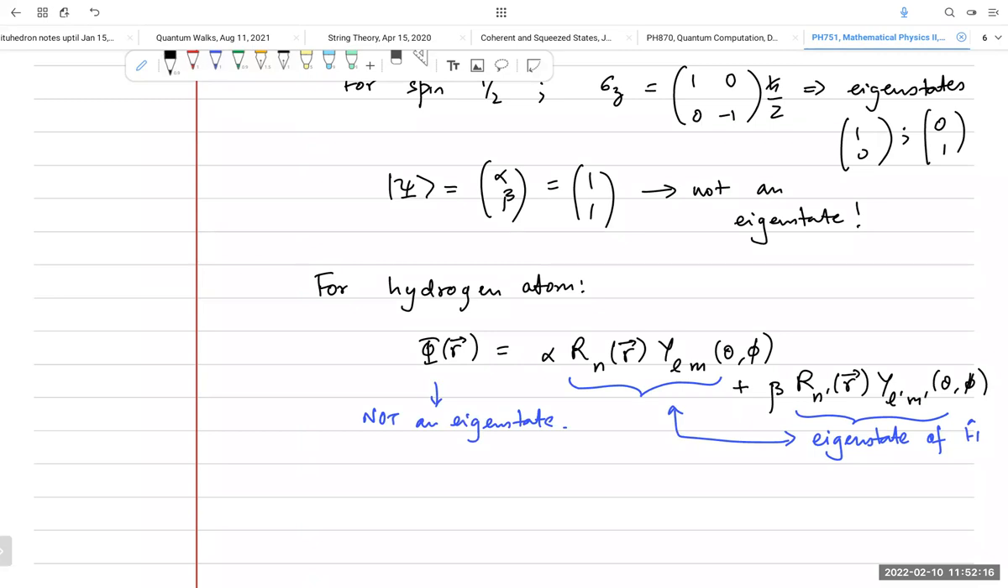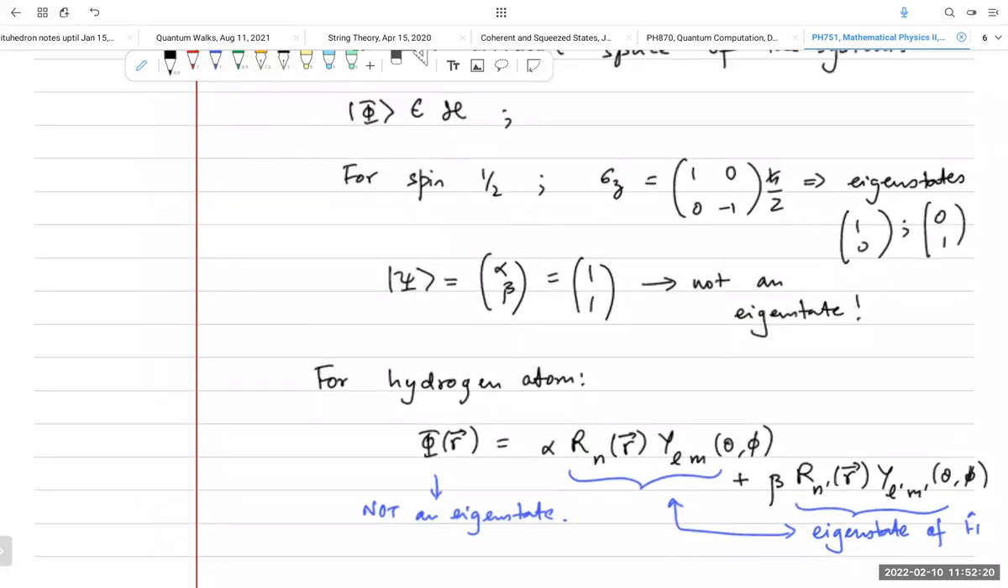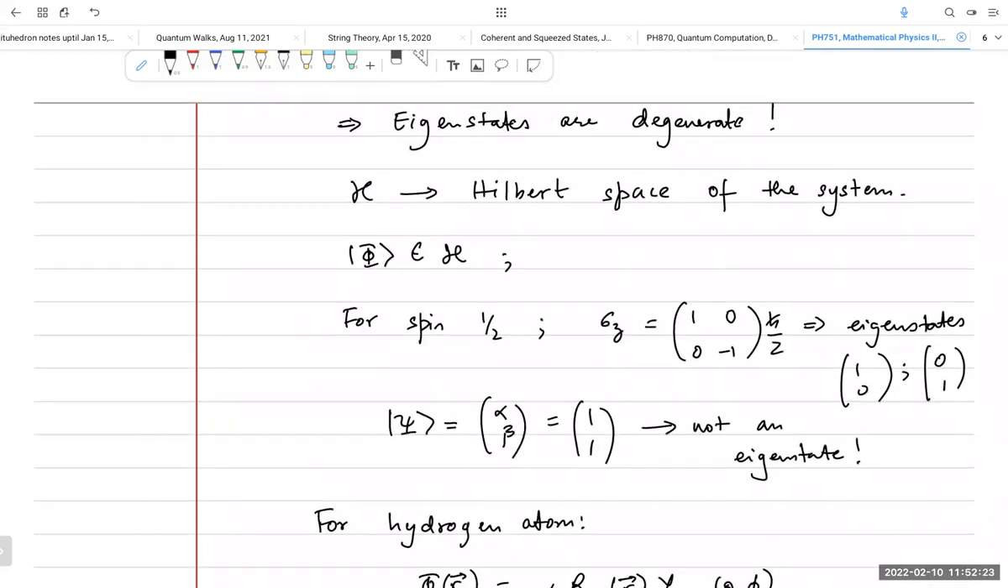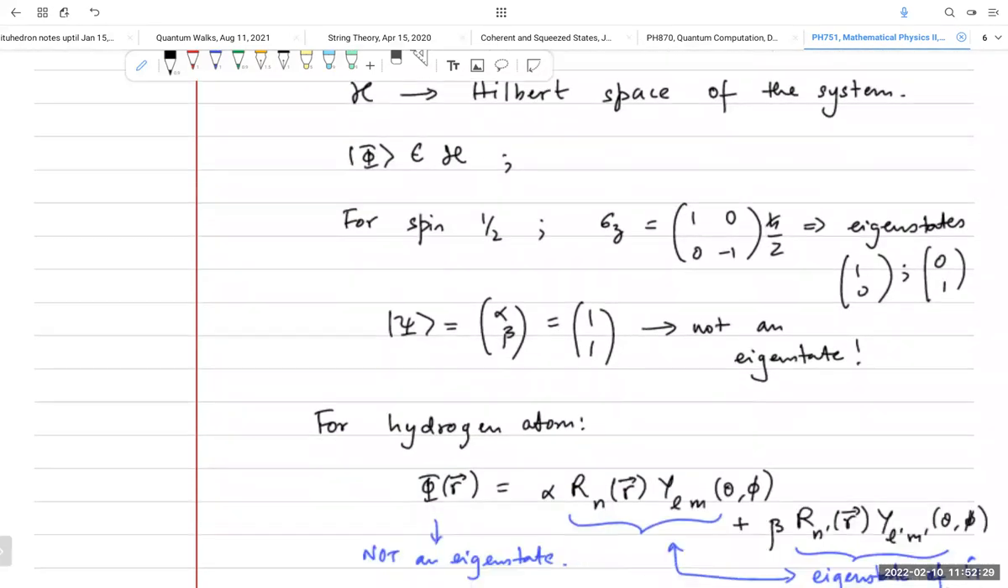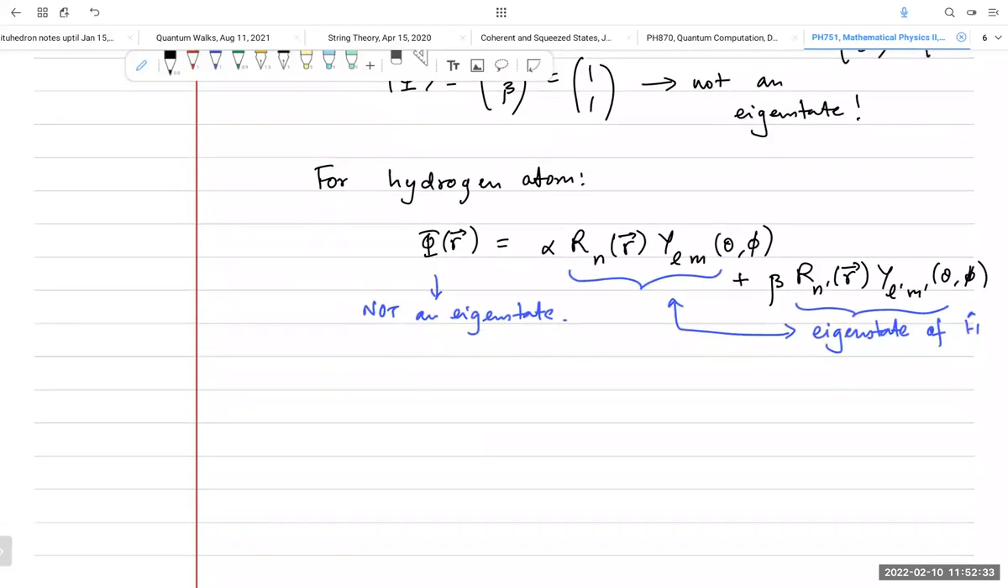Okay, so I'm not saying anything very deep here, I'm just reminding you. If you consider your full Hilbert space, and you consider some eigenstate, what happens if there is a symmetry? This will transform into psi prime. Psi prime is also an eigenstate.